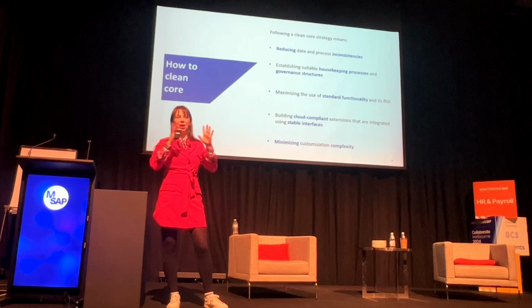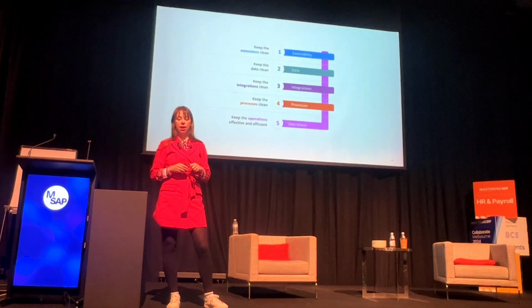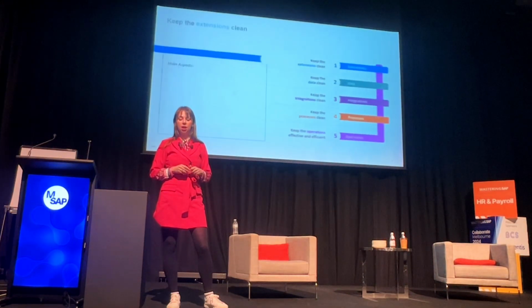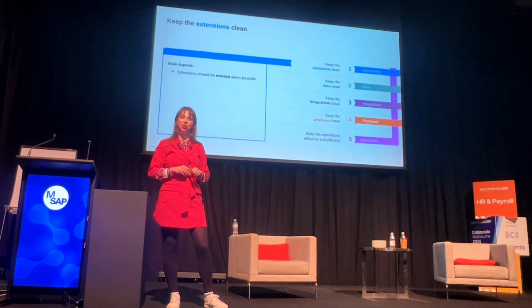So this is the high overview level. I want to now come back to this, and we will now go a bit more into detail in all of these areas. So let's start with the extensibility space. First of all, extensions should be avoided whenever possible.